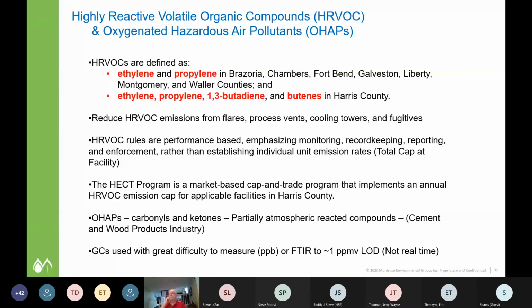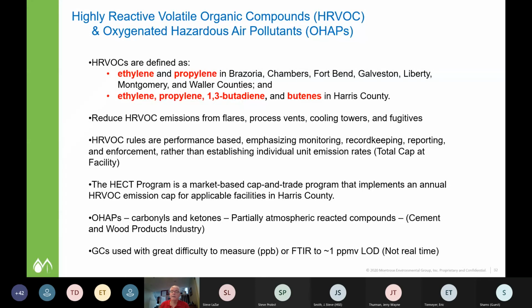So now I'm going to switch gears a little bit and talk about HRVOCs and some of the OHAP analysis that we've done. HRVOCs are either ethylene and propylene in these areas, or ethylene, propylene, 1,3-butadiene, and the 4-butene isomers in Harris County. And these are common in refining situations and in specialty chemical plants.